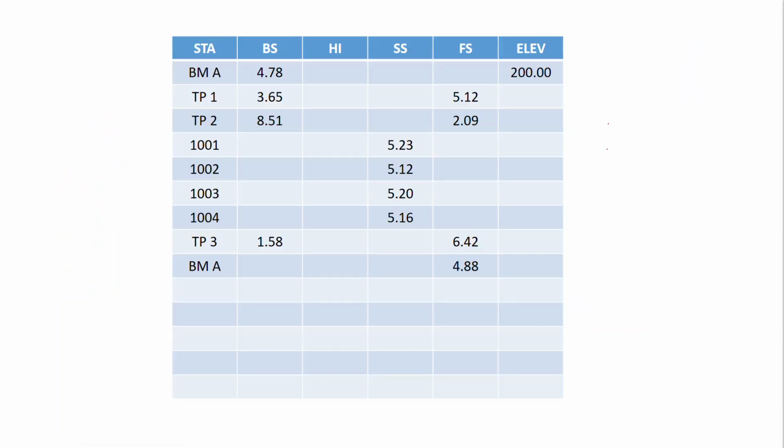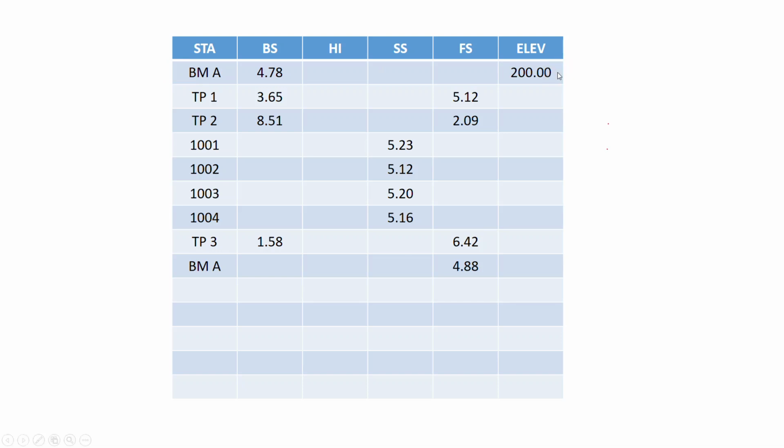Vertical calculations. This is a set of differential level notes. Hopefully this looks familiar to you. We're establishing the same columns as we did last semester: station, backsight, HI, side shot, or you could call that an intermediate foresight, and elevation.